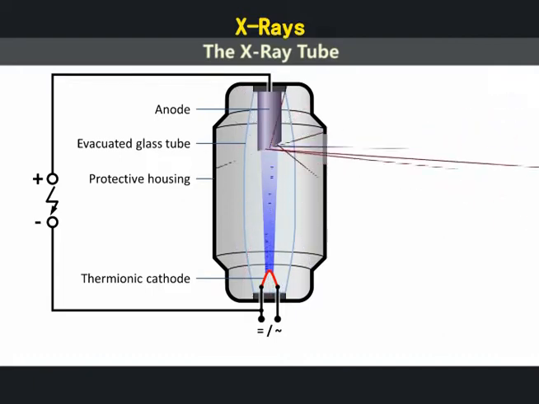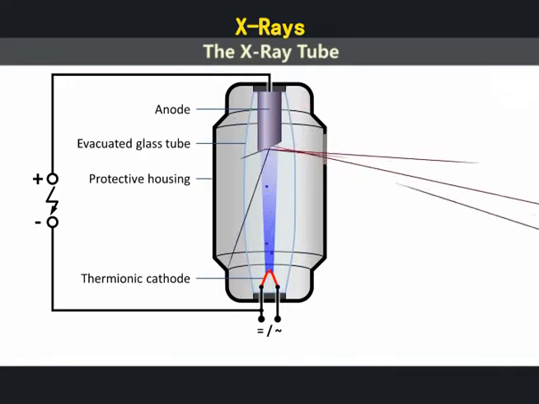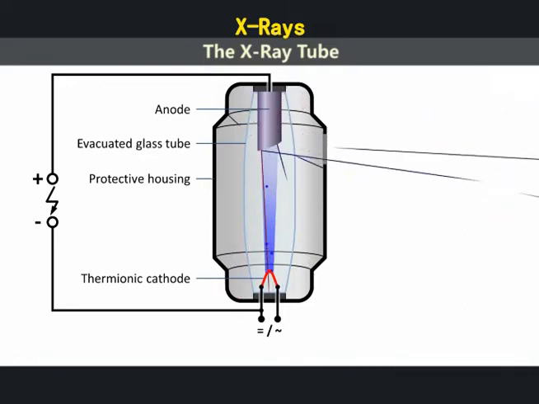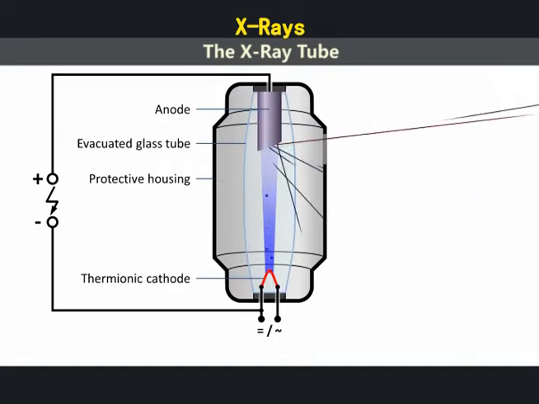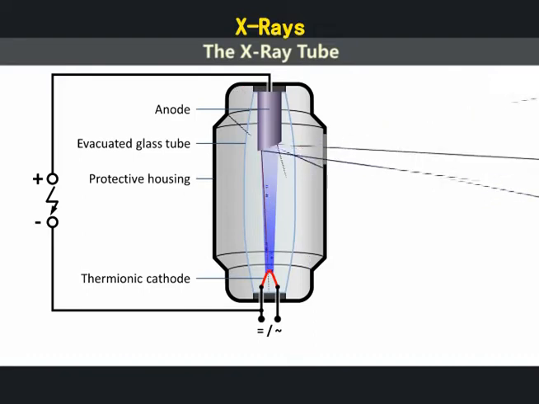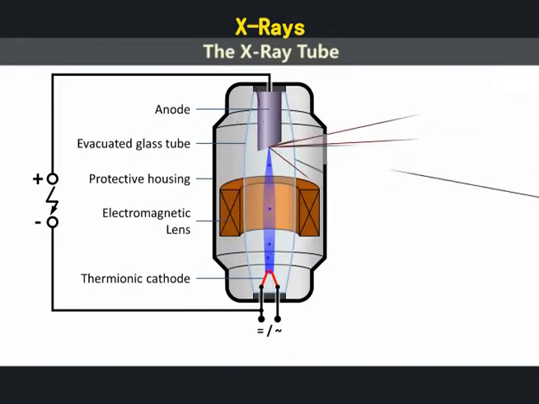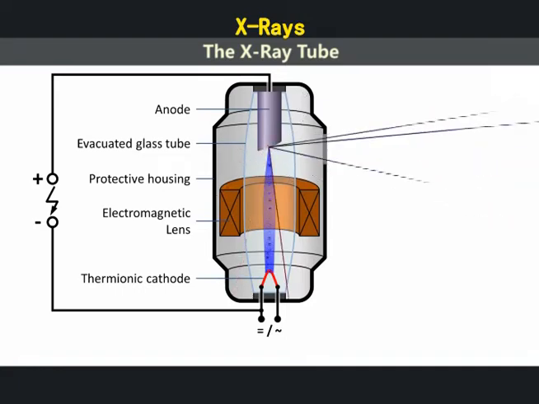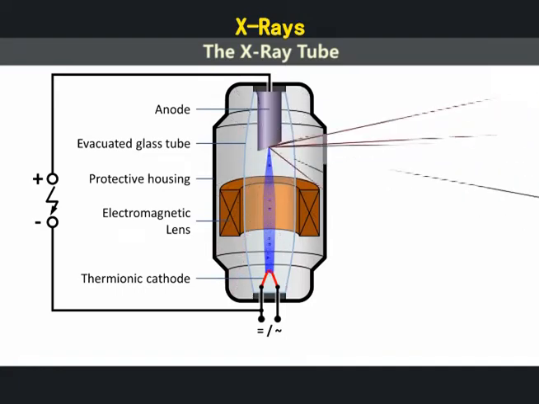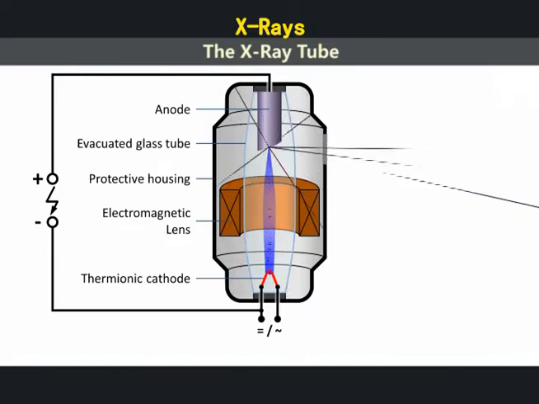With this setup, a high resolution is not yet possible, because of the large area on the anode where X-rays are generated. This produces diffused X-rays. To solve the problem, an electromagnetic lens is used to focus the electron beam at a small spot on the anode surface. The smaller the focus spot, the sharper the X-ray image will be.